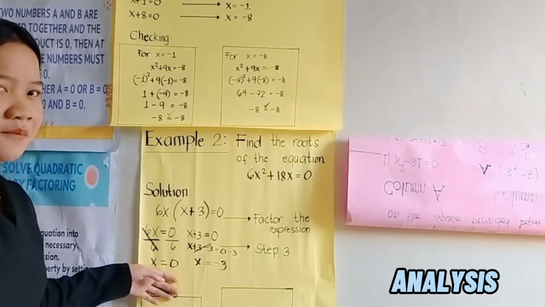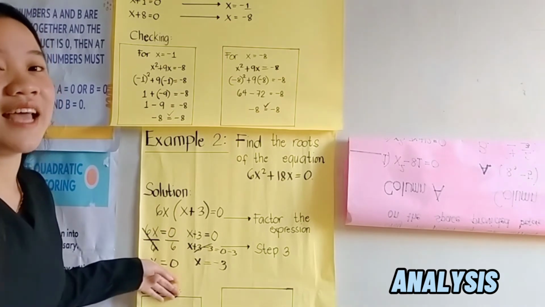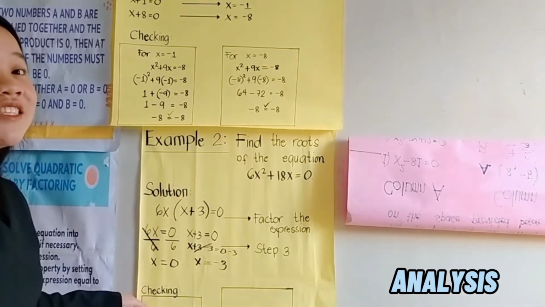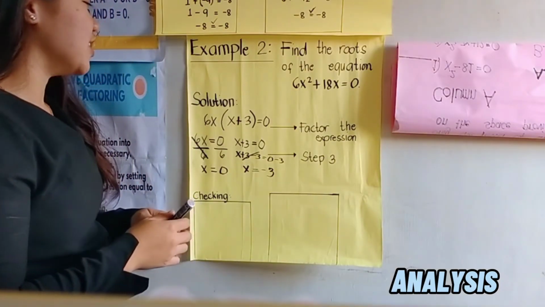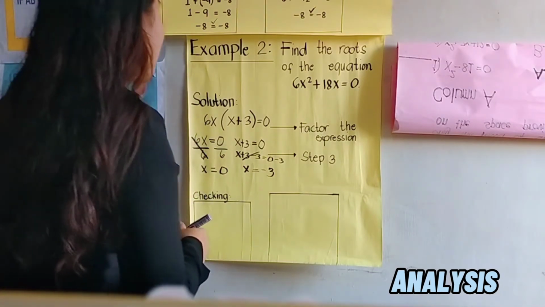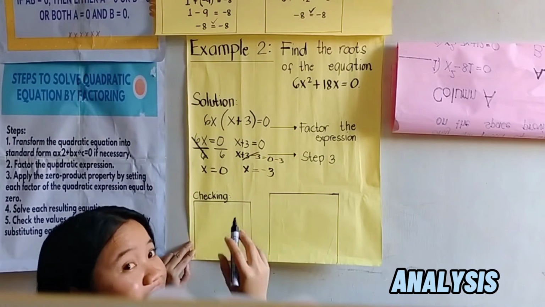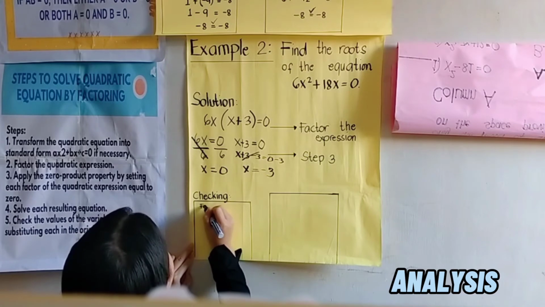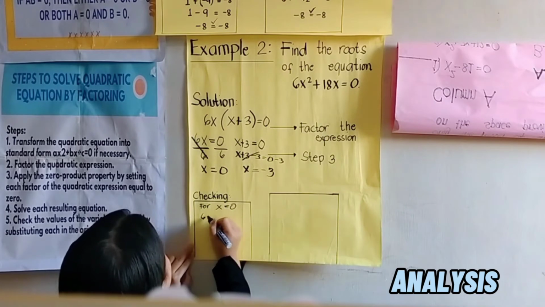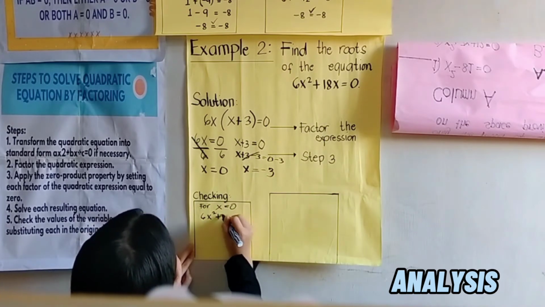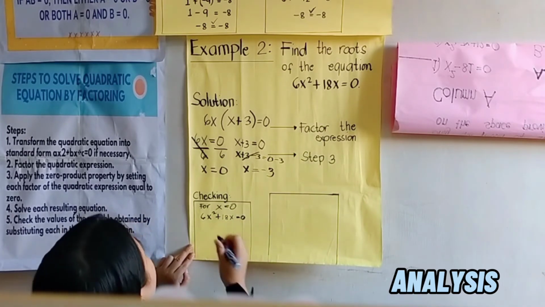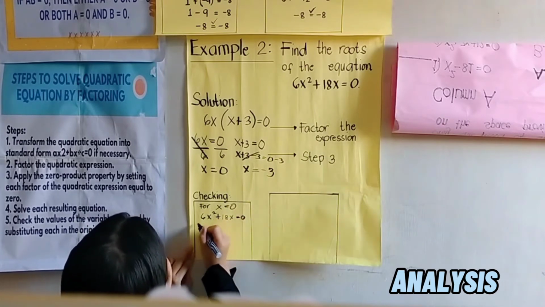What is the next step? Yes, you're correct. The next step is to do checking. So, let's check if our answer is correct. For us to check, we need to replace the values of x with our roots. Now, for x equals 0, we first write the expression, which is 6x squared plus 18x equals 0. Now, we need to replace the value of x with our values.